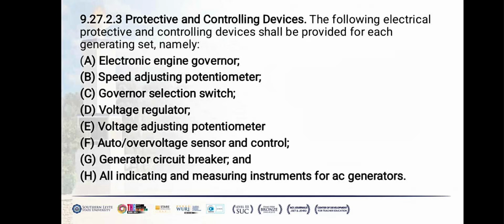And next is protective and controlling devices. The following electrical protective and controlling devices shall be provided for each generating set, namely electronic engine governor, speed adjusting potentiometer, governor selection switch, voltage regulator, voltage adjusting potentiometer, auto over voltage sensor and control, generator circuit breaker, and all indicating and measuring instruments for AC generators.